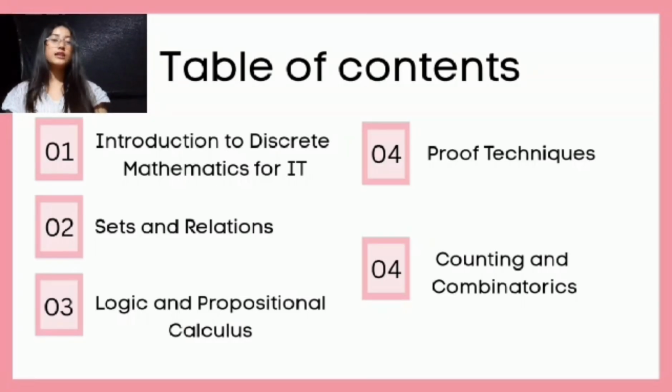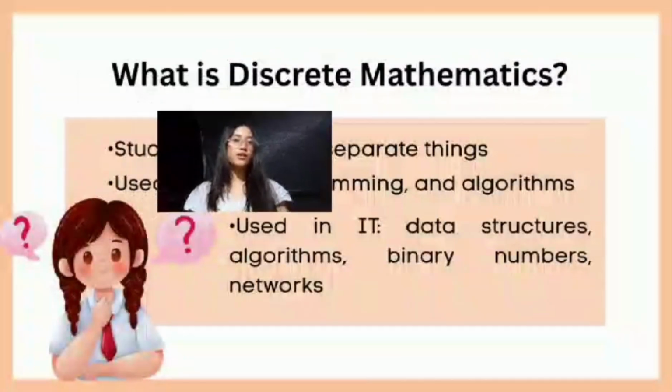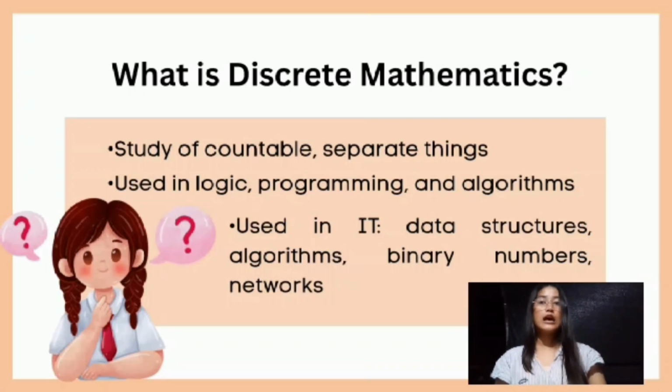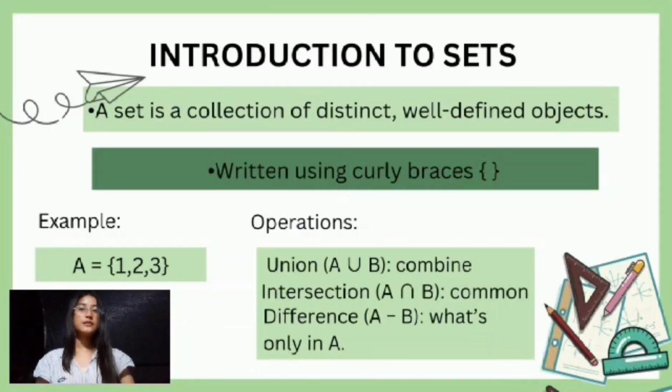So first, let us define what discrete mathematics is. Here I put: study of countable, separate things used in logic, programming, and algorithms. So discrete math is the study of things you can count, like steps, objects, or decisions, and many areas of computing.